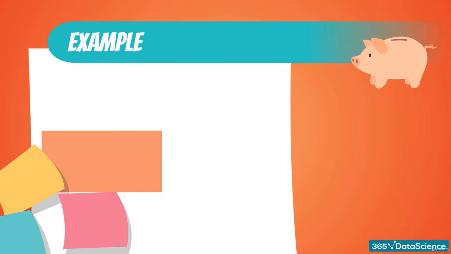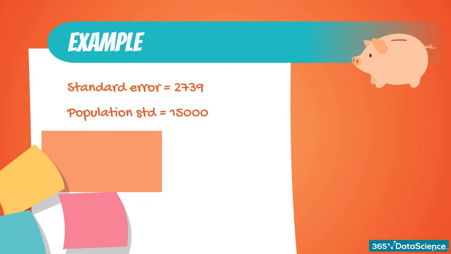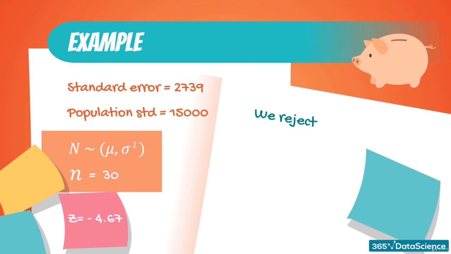Recall the test with the data scientist salary. We had a standard error of 2739, known population standard deviation of 15,000, normally distributed population, and a sample size of 30. The corresponding z-score was minus 4.67.